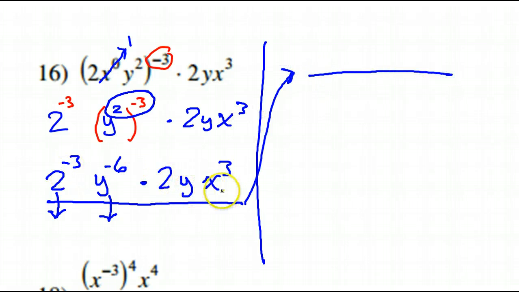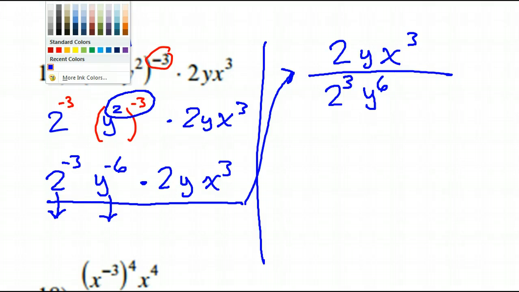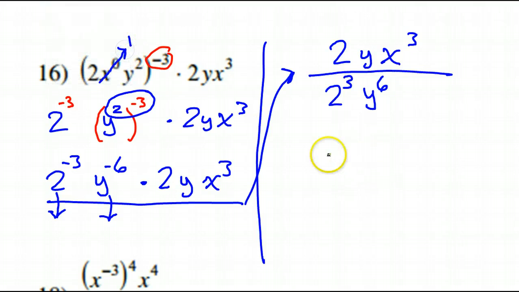So the things that will remain up are the 2 and the y and the x to the third power. These two things drop down, so I'll have 2 to the third power and y to the sixth power. Okay, now I need to simplify anything I can. Now please, I'm going to show a step right now that I want you to do in your head if you can. So skip this step.